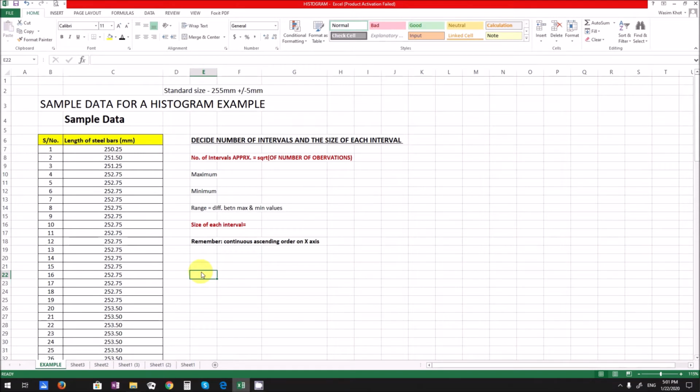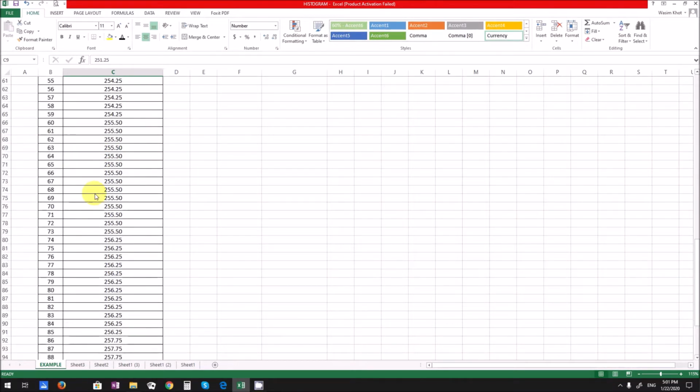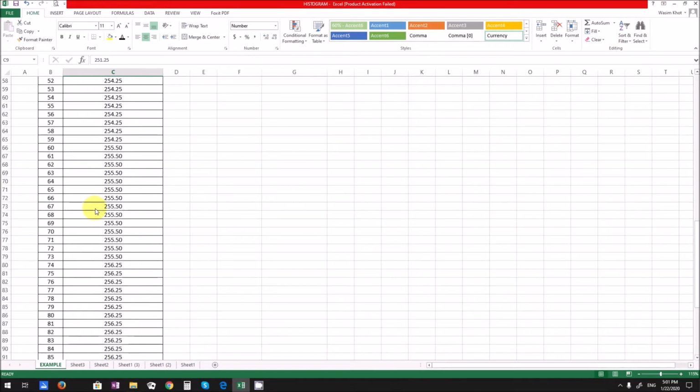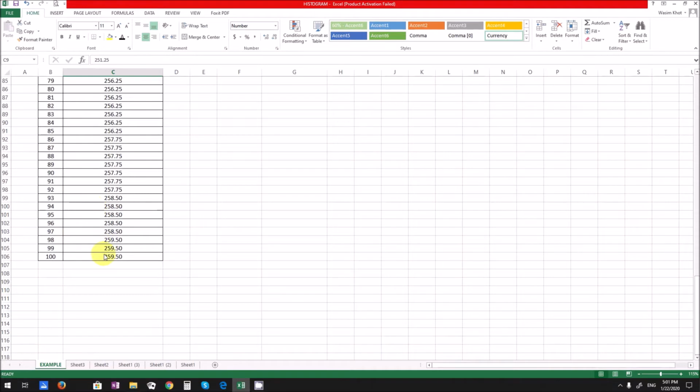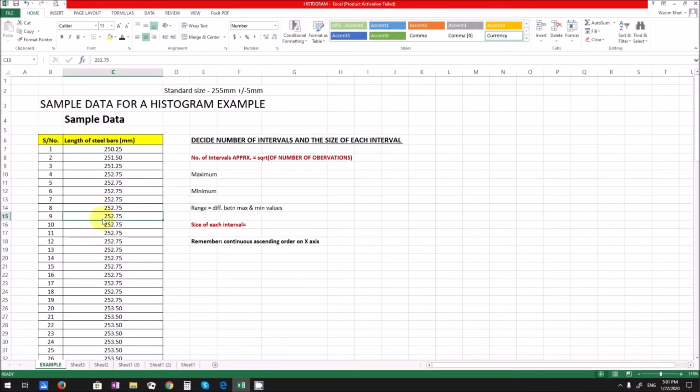Let's make a histogram in Excel. Now we can see the sample data for this histogram. The length of the steel bars in mm, as given in this column, is the sample data from which we will make the histogram. As you can see, there are 100 observations taken from this process.